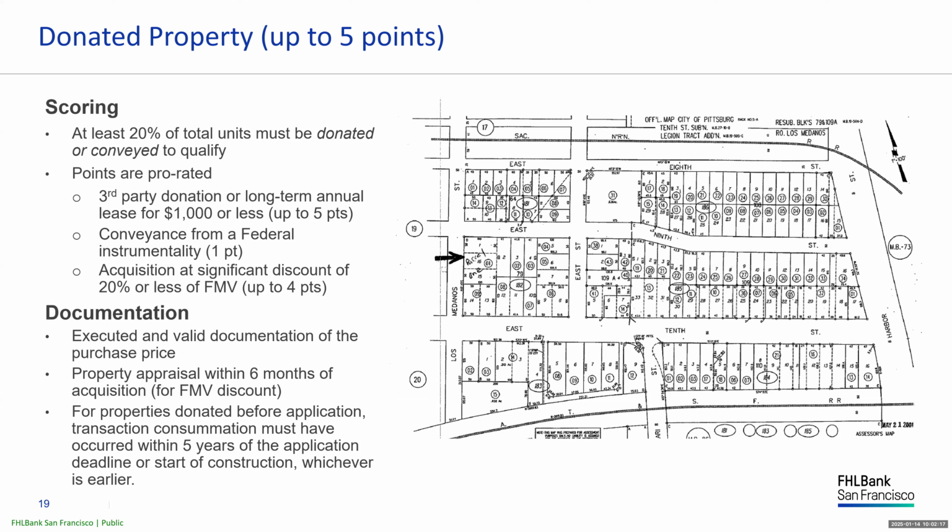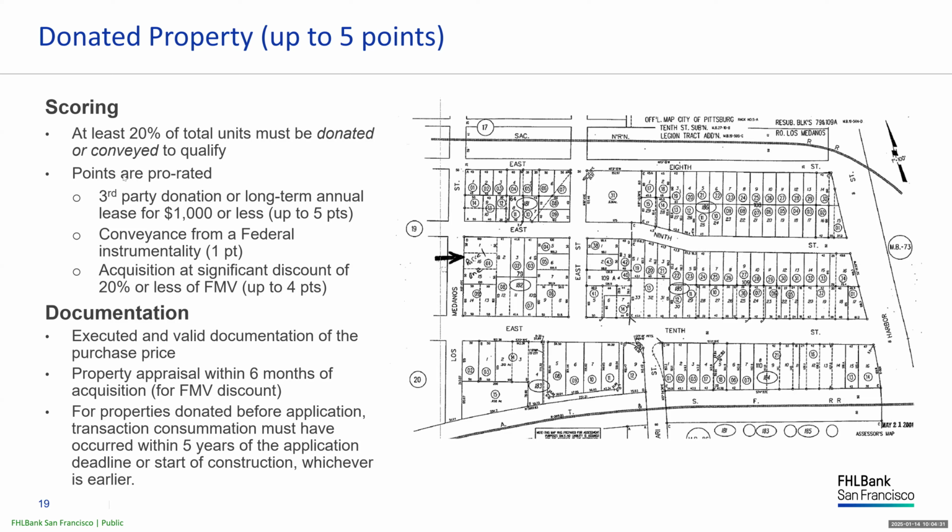If you have a project where the land was initially donated by a third party, but you will be required to show a value in the budget for accounting purposes, please contact us offline to see if this will be acceptable. We will need to see that there is no gain on sale from any subsequent transfers after the initial donation. For properties that were donated or conveyed at a nominal or below market price prior to application, transaction consummation must have occurred within 5 years of the application deadline or start of construction, whichever is earlier. Donation or conveyance at a nominal or below market price must ultimately be documented to maintain points.